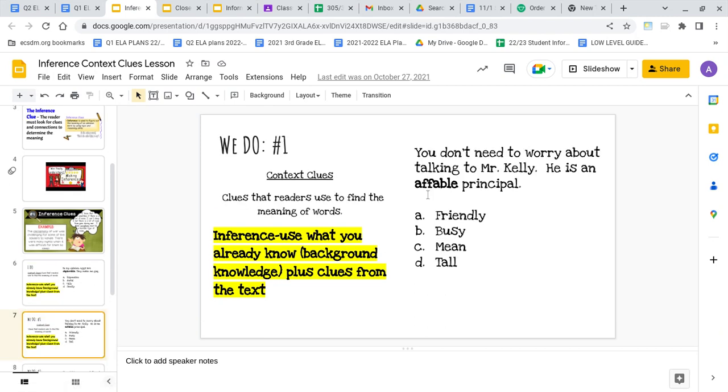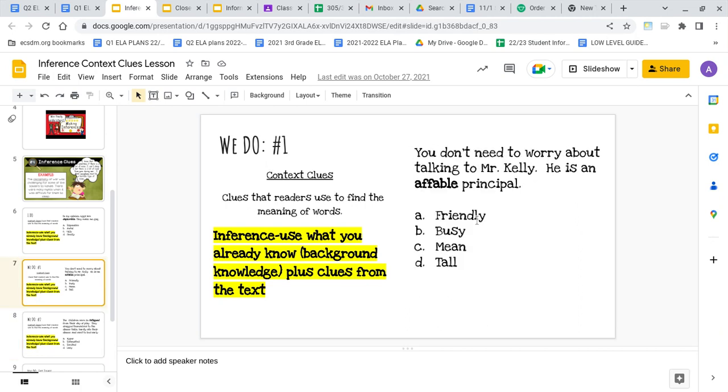Let's do another example. If you don't need to worry about talking to Mr. Kelly, he is an affable principal. So now if I don't need to worry about speaking to somebody, that means I can walk right up to them. They're going to be friendly. They're going to smile at me. They're not going to make me feel bad. They're not going to say, "What are you doing over here? Get back to class."